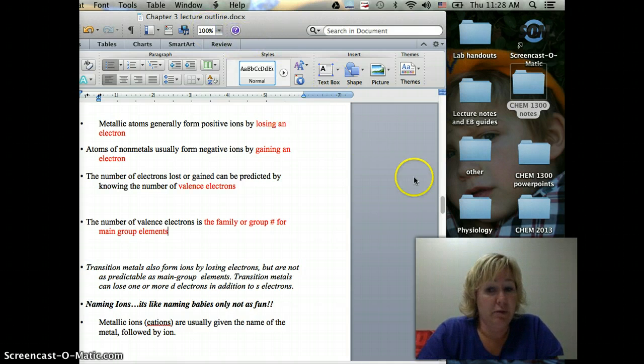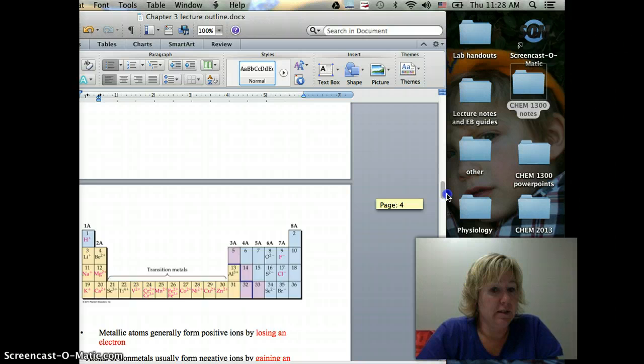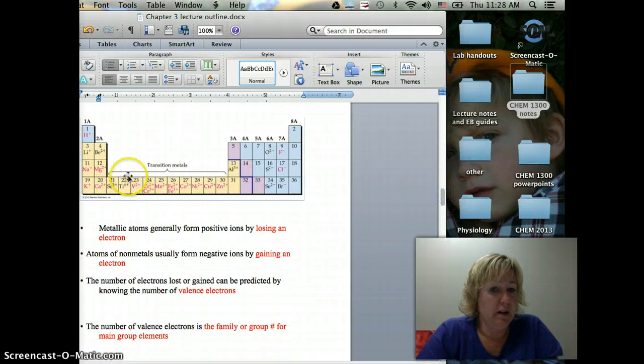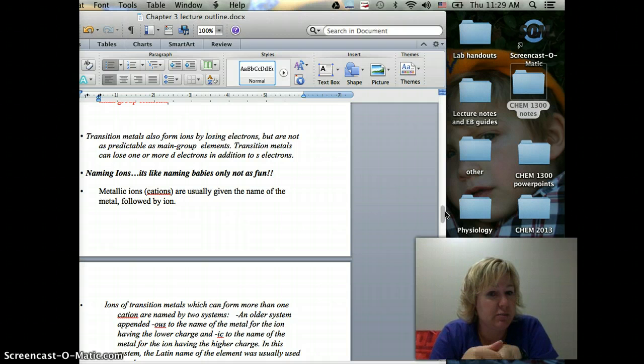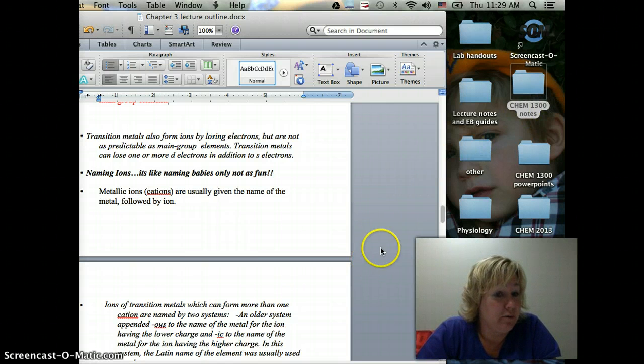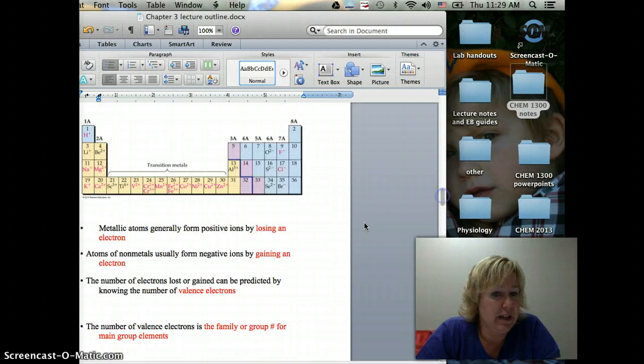You can go back and refer to this chart up here if I give you some of these super fun transition metals. But transition metals do some different things because they have a d orbital and we're not talking about orbitals, so just trust me. Transition metals also form ions by losing electrons, but they are not as predictable. Transition metals can lose 1 or more d electron in addition to some s electrons. It's crazy. So basically, transition metals are kind of doing their own thing. But you can look at this handy chart here if I give you one of these transition metals, and that will be helpful.